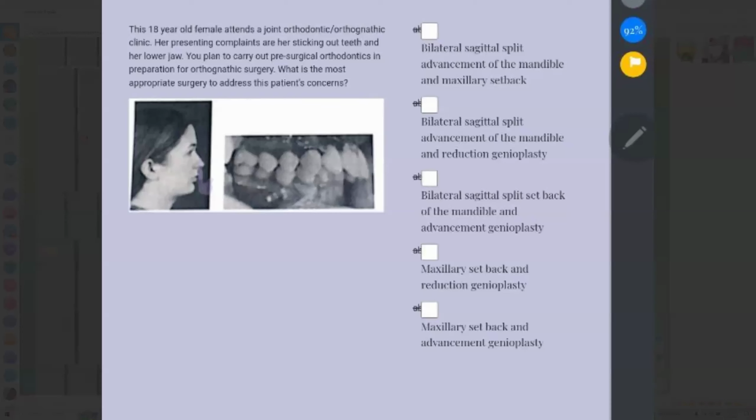So we have a half-unit class 2. The nasolabial angle seems obtuse. The nose is prominent. We cannot do a mandibular setback, right? We can do a maxillary setback. So it's a mandibular advancement along with genioplasty. Bilateral sagittal split osteotomy advancement with maxillary setback, no. BSSO and reduction genioplasty, yes. Option B. BSSO setback, no. Maxillary setback, no. Maxillary setback, no. So option B is the only right option here.